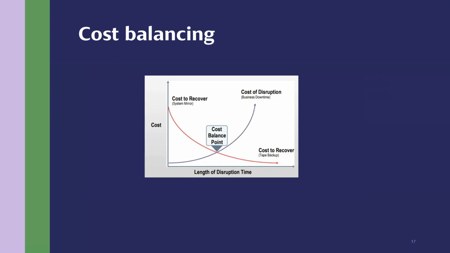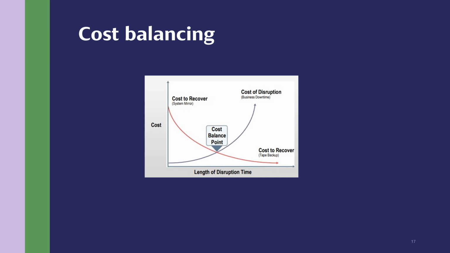So this is what I was telling you. If you want to have zero downtime, the cost of recovery will be very high. You are going to need more redundant systems so that the process can still function during that unexpected event. So the cost is going to be very high.